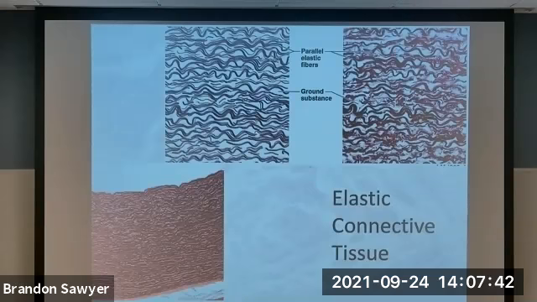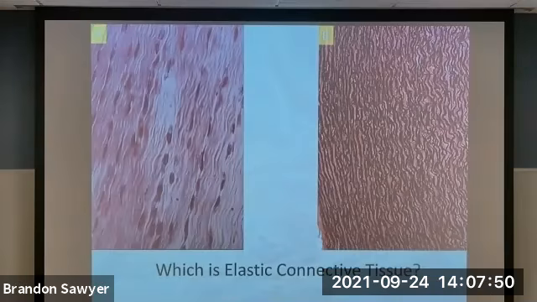This is what it looks like. It's much more packed with fibers. They tend to have a darker look to them than the collagen fibers do. So let's do this one here then.